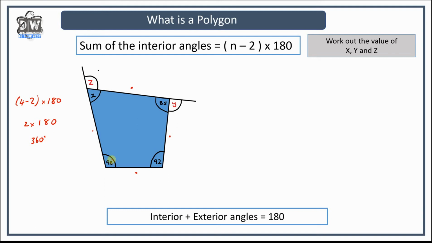The next step would be to add 98, 92, and 85 together. And if we do that, believe it or not, we have 275 degrees. So that means that x plus 275 is going to equal that 360. So what we do, we take away 275 from both sides, and we end up with x equaling 85 degrees. So we can say that x is 85 degrees.